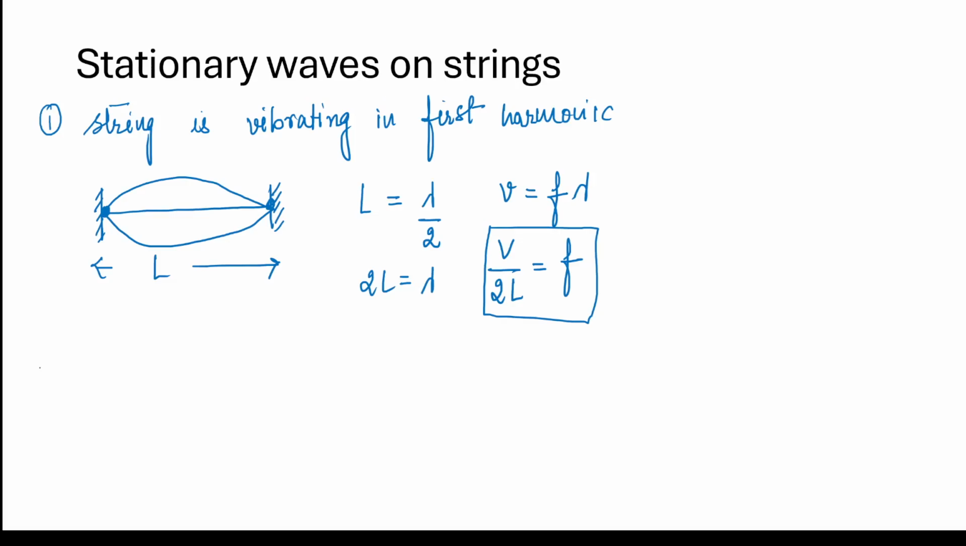Now, after the first harmonic, if I want the same string, tied between two ends, to vibrate in the second harmonic, the length is still the same, but because I want the second harmonic, it will now have two loops. They will be equal sized, say two loops. And again, the fixed end is always a node. So remember that.